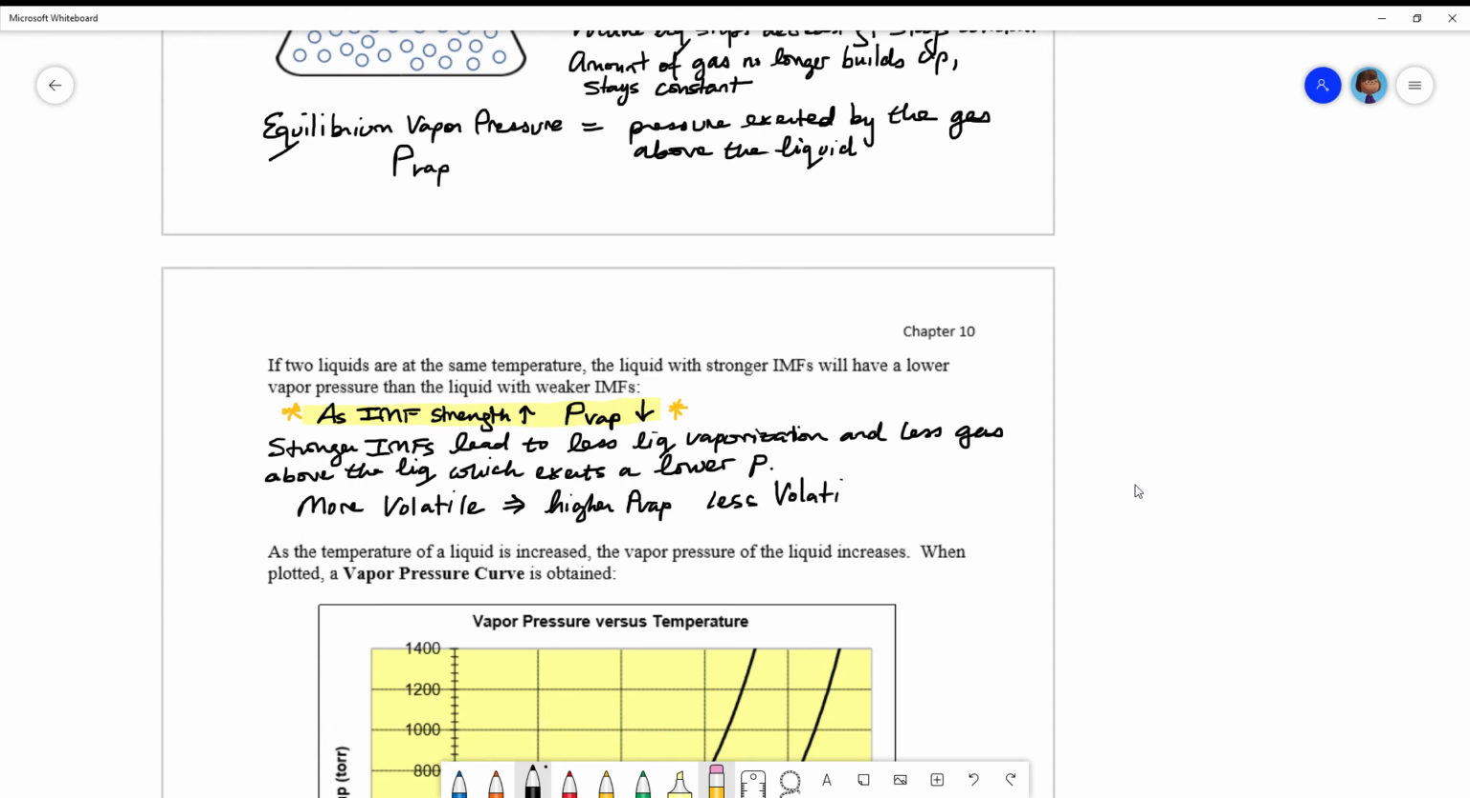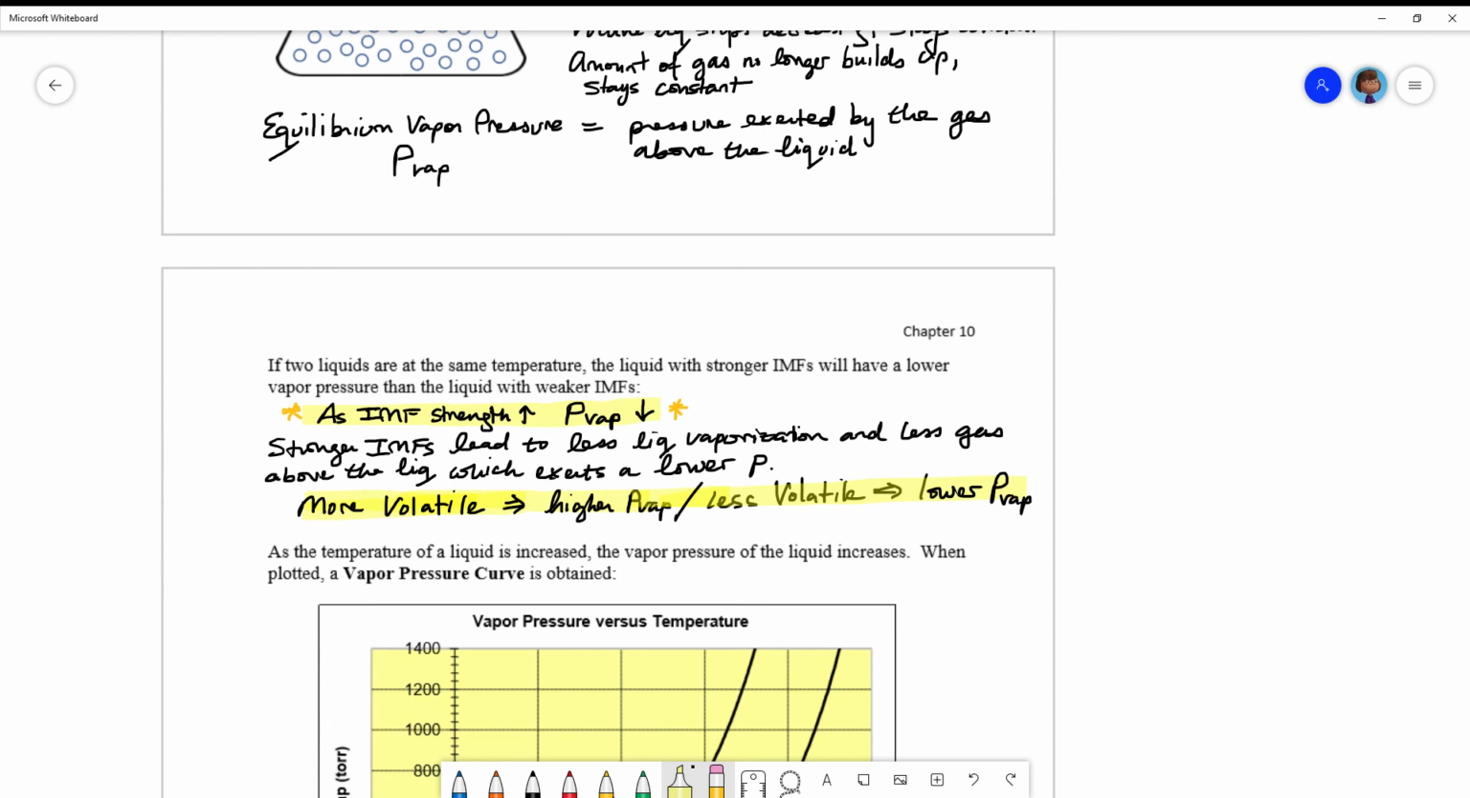Volatile. There we go. And I'm also going to highlight that because that's kind of important. So a more volatile liquid will have a higher vapor pressure, and a less volatile liquid will have a lower vapor pressure at the same temperature.